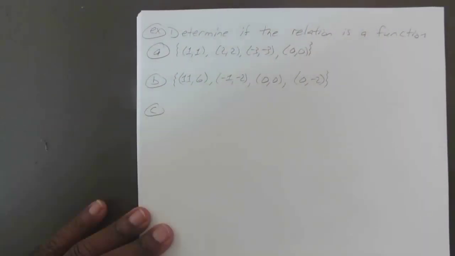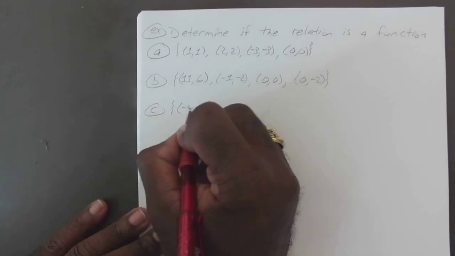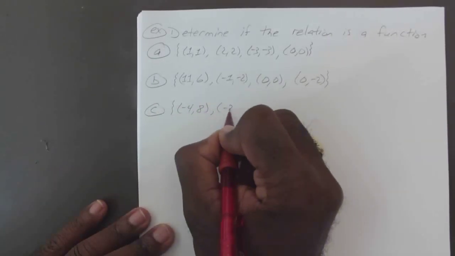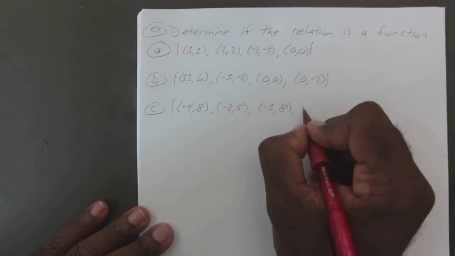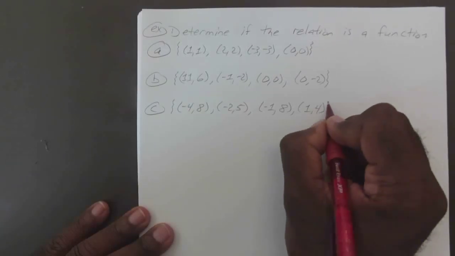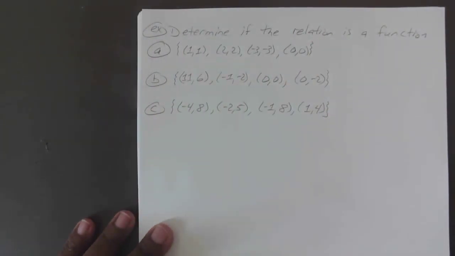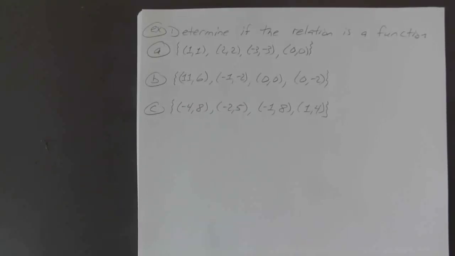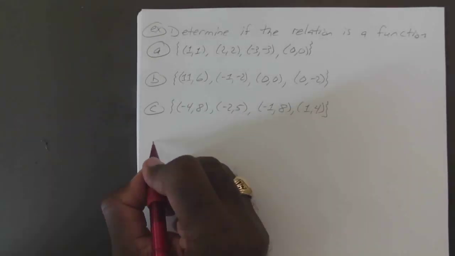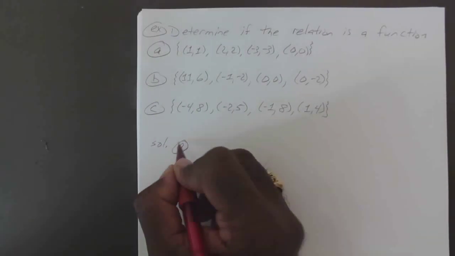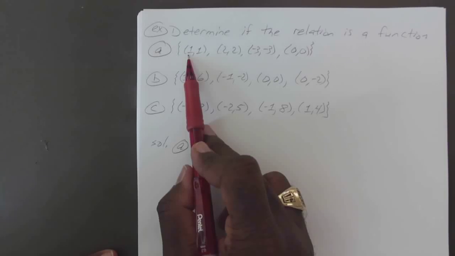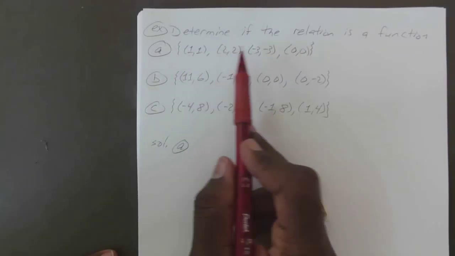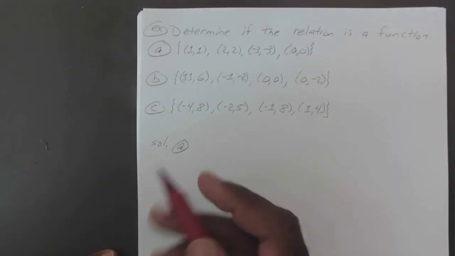And let's say for C, you have negative 4, 8, negative 2, 5, negative 1, 8, and 1, 4. Okay, so what about A? Is that a function? Yep, it's a function because every x value, 1 only has one y value, 2 only has one y value. Same with negative 3, same with 0.